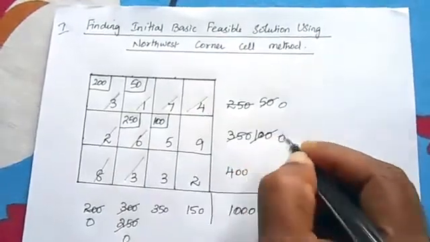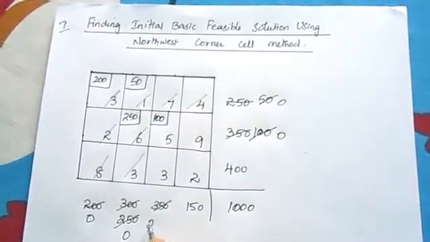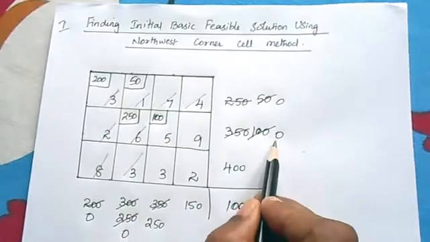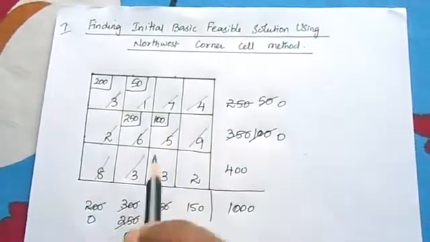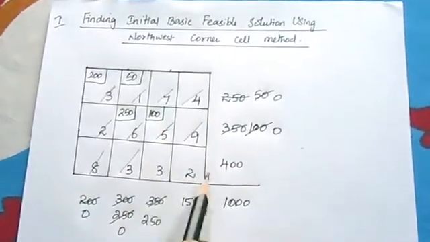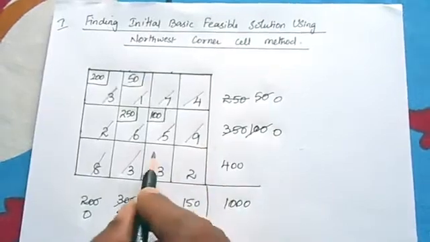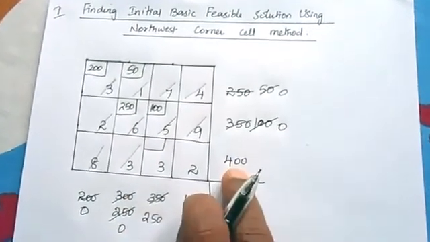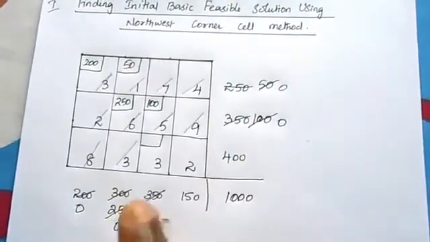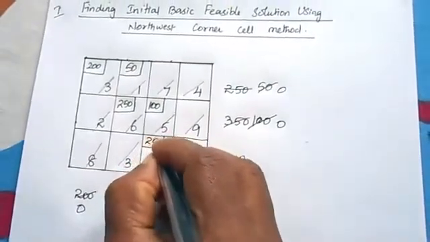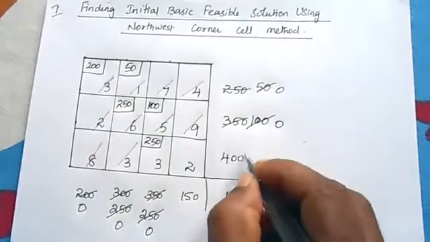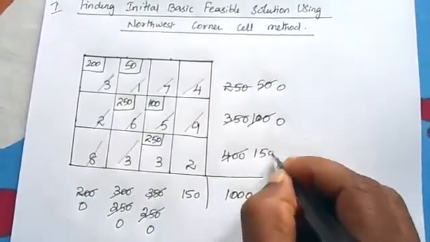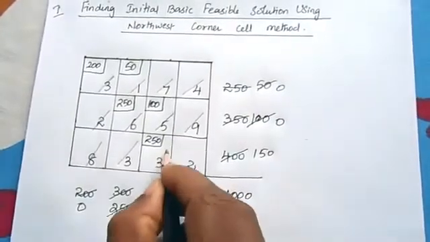It will become 0. Here we will be having 250 balance. This row also gets cancelled. Now we have only 2 values. In this, which one is northwest? This is the northwest. Here we have 250 and 400. Which one is least? 250 is least. So put 250 here. It will become 0. Here we will be having 150. So this is also cancelled.